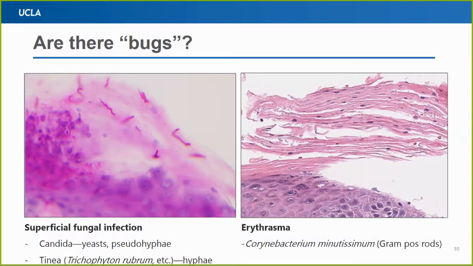Infections are quite common in the vulva and often present in the stratum corneum. You will find yeast pseudohyphae or true hyphae indicative of superficial fungal infection, Candida or tinea. Erythrasma caused by bacteria is also quite common, and you can see numerous thin rods in the stratum corneum, even on H&E. I typically order GMS or PAS special stains on any inflammatory biopsies with spongiosis or neutrophils in the stratum corneum, as both fungi and cyanobacteria can easily be identified through these stains.